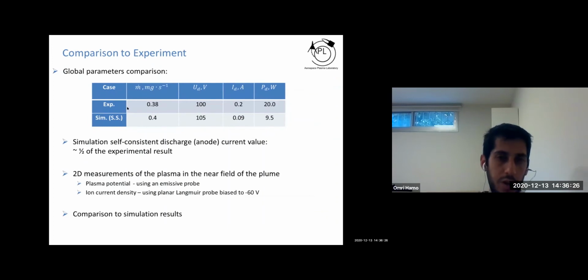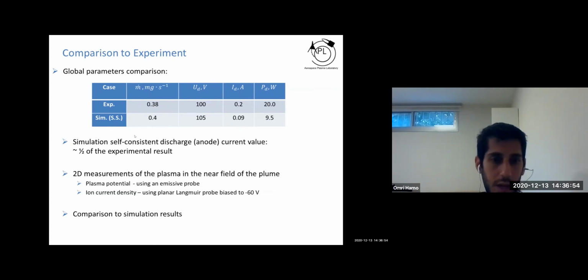So first of all, we wanted to compare the global parameters we got from the simulation to the ones we see in experiments. So roughly for the same scenario, we see that the discharge current, which is basically the electron current going to the anode, in the simulation is about half of the one we see in experiments, and consequently the power as well. So we need to understand why.